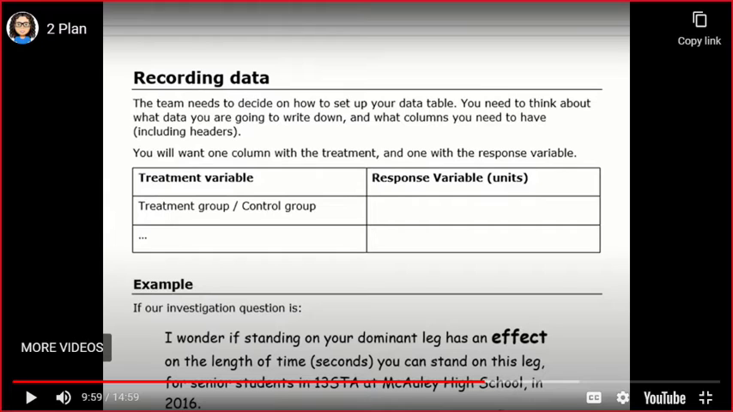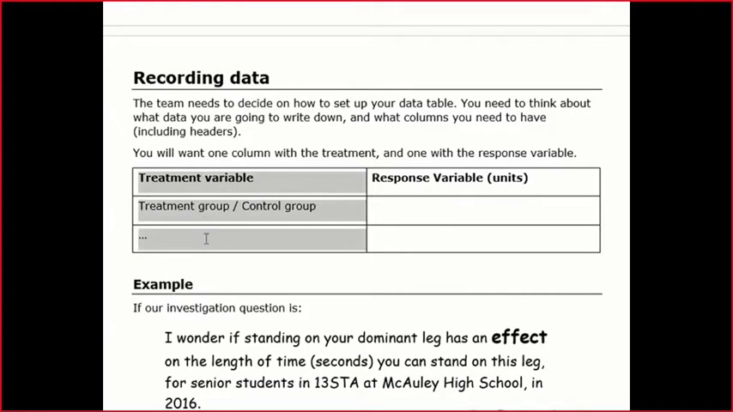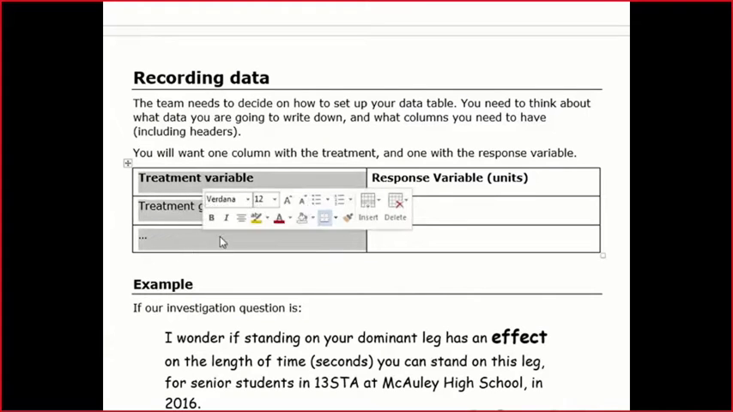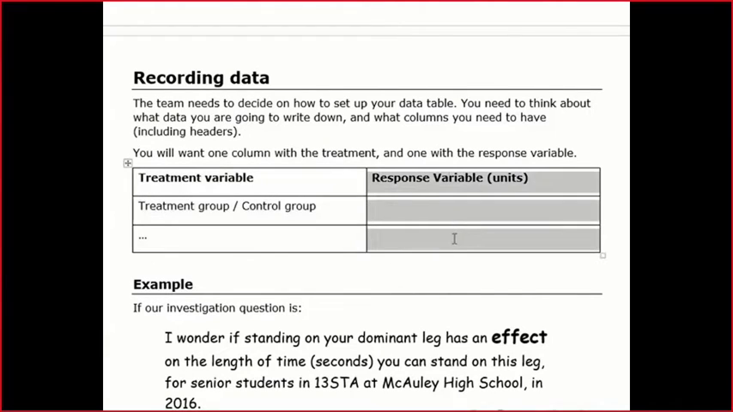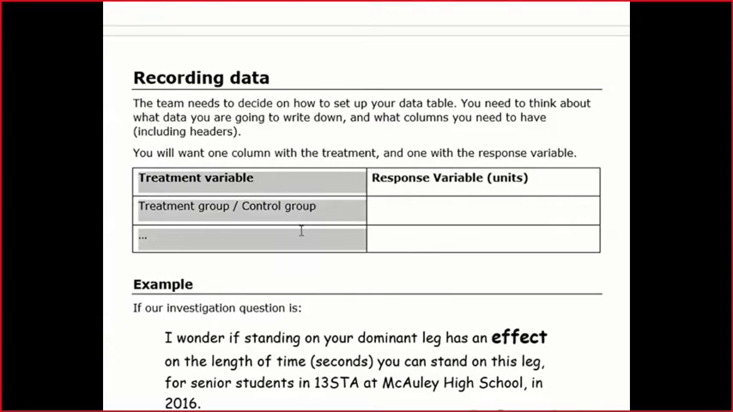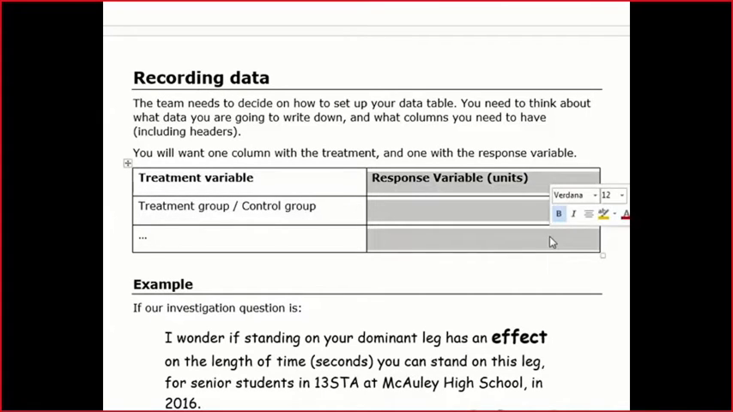Okay, here we go. We need to look at how we're going to record that data. So we're going to have one column of data. We're going to set up a spreadsheet that has one column which tells us which group they are in, and one column which has the measurement that we make. So if it's their height or their weight or how far they could jump or whatever it is that we're measuring. One column with which group, and one column with what we're measuring.